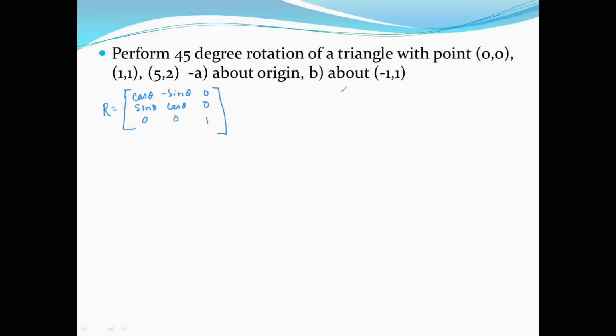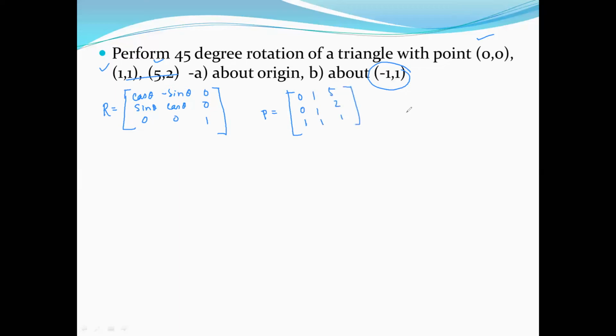So if you want to rotate with respect to some other point, the first operation you have to perform is to translate this point along with all the points of this triangle, that means this point, this one and this one. Translate everything with respect to the origin. So here we have to translate this minus 1, 1 to the origin, and subsequently all the points will be translated accordingly. So the first operation we need to perform is the translation. Before that I will write down the point matrix. The point matrix will be 0, 0, 1, 1, 1, 1, 5, 2, 1.